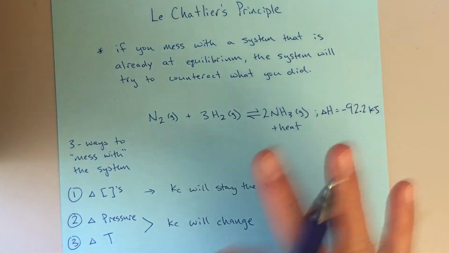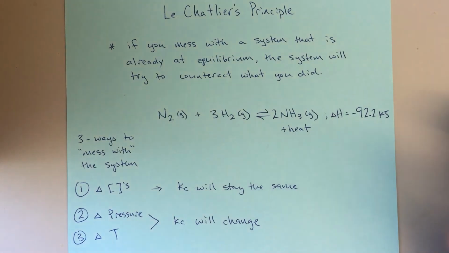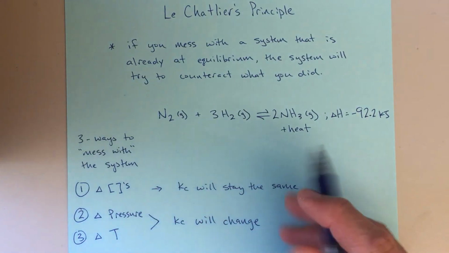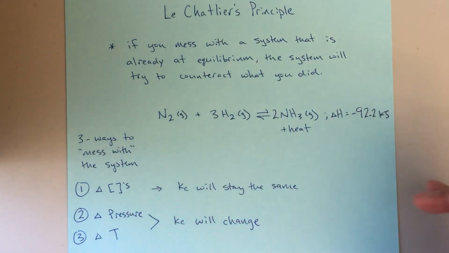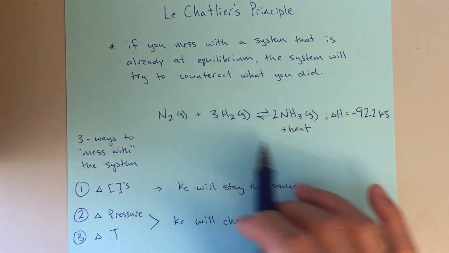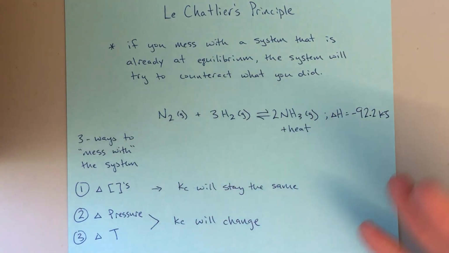So you can't just memorize what I've just said, because if I give you an endothermic reaction, all this is going to change. The logical progression of, if I change the pressure, how will the equilibrium react? If I change the temperature, how will the equilibrium react? Based off of what reaction you are actually looking at, that's really the key here.